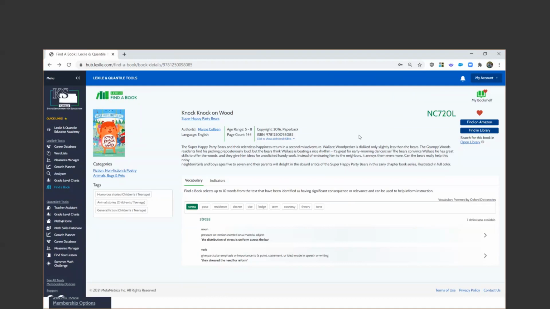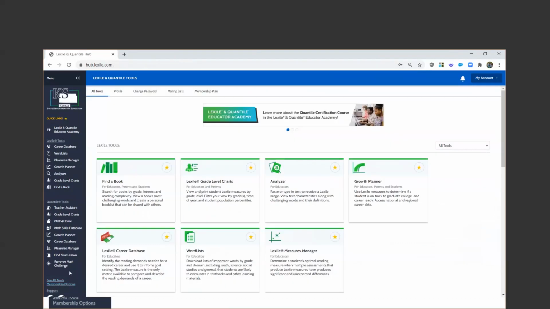So the Find a Book tool is a great resource, again, for pairing students with books that are, one, near their Lexile reader measure, but maybe more importantly, two, are written about topics or subjects that they are interested in reading about. We know that student motivation and engagement is incredibly important for our students. Find a Book is a tool that helps everyone do just that.